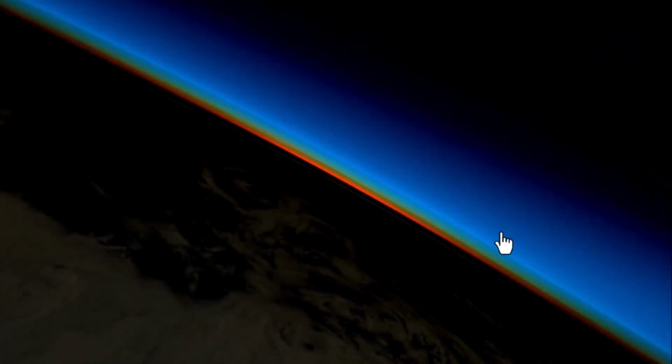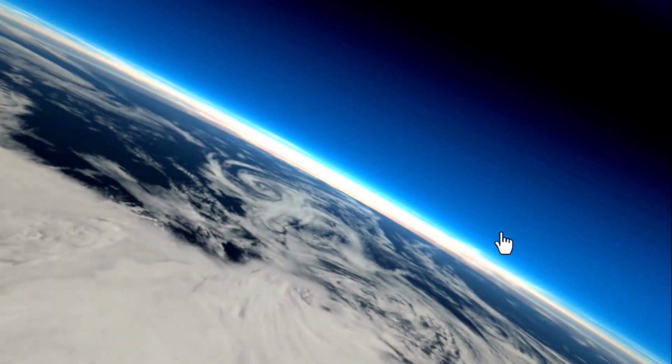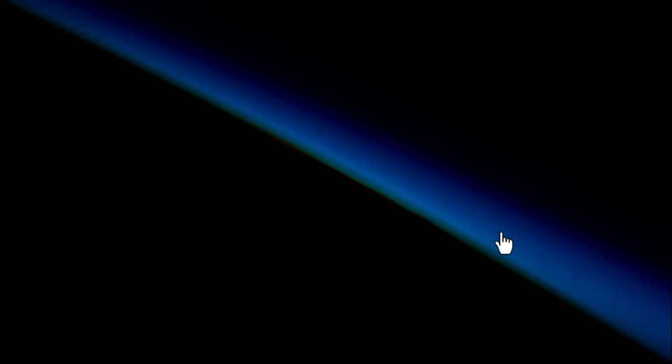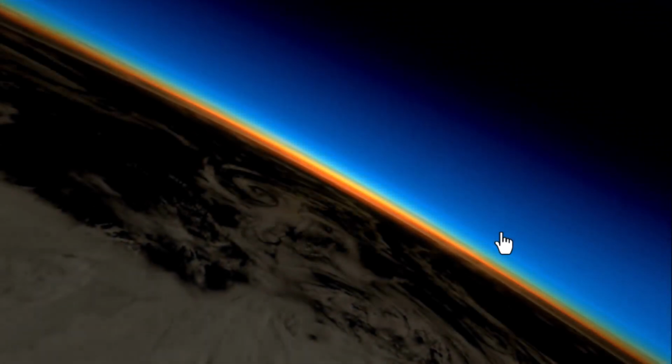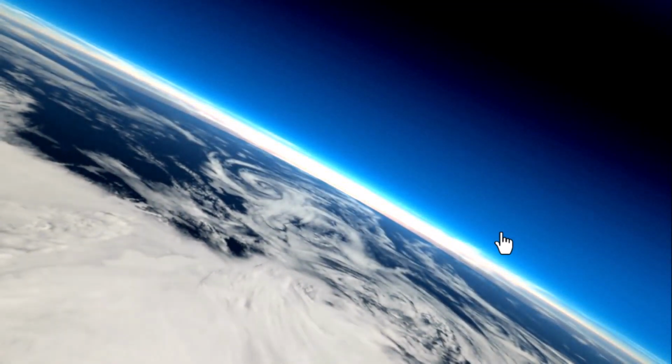Ozone depletion and global warming are two major environmental issues that affect the Earth and its inhabitants. Ozone depletion refers to the thinning of the ozone layer, which is a protective shield that absorbs most of the harmful ultraviolet radiation from the sun.